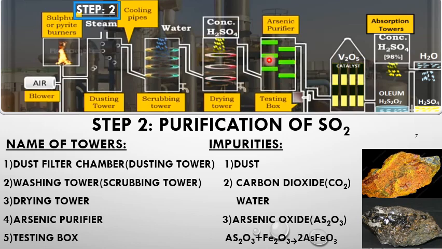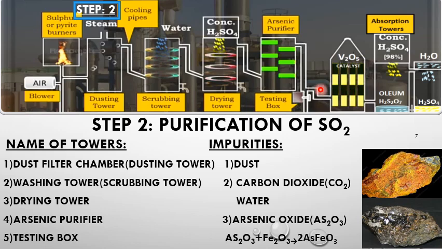Arsenic purifier contains the solution of ferric hydroxide or ferric oxide. They react with the arsenic impurity. Now the sulfur dioxide gas is ready to move from the arsenic purifier to the contact tower for the oxidation of sulfur dioxide gas. If the arsenic impurity persists, then it may poison the catalyst in the contact tower.